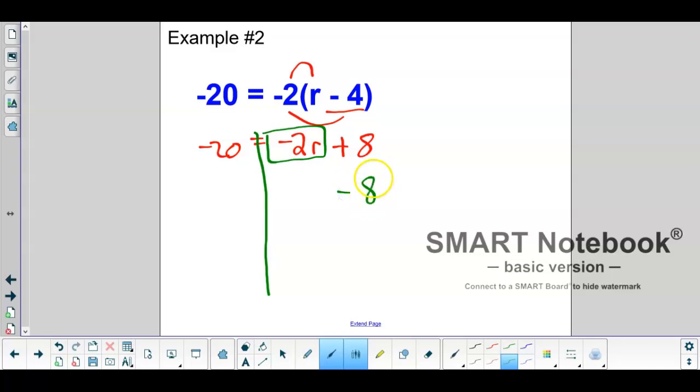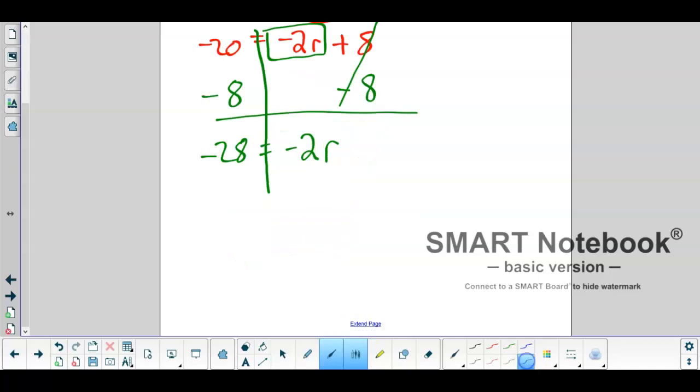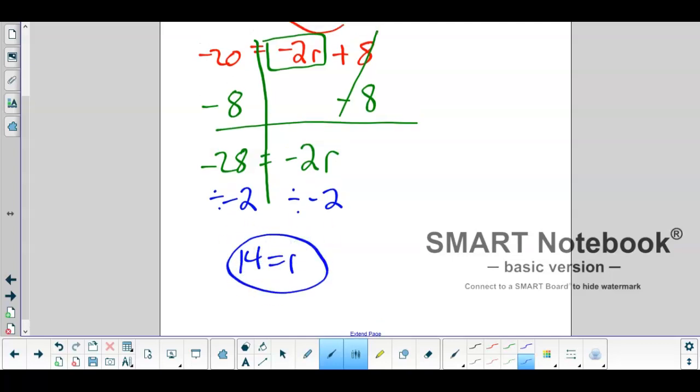So the first thing I need to do to get negative 2r by itself would be get rid of that plus 8 by subtracting 8. Negative 20 minus 8 is negative 28, and we now know that that is what negative 2 times r equals. Since I said negative 2 times r, I'm going to divide each side by negative 2, my coefficient, and then negative 28 divided by negative 2 is positive 14, and we can say that 14 is really equal to r.